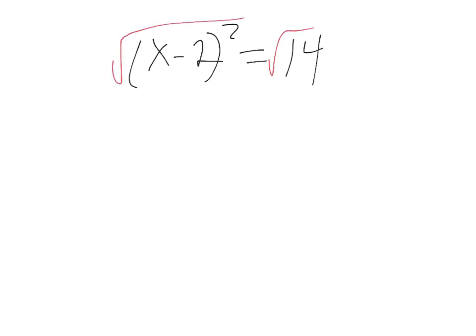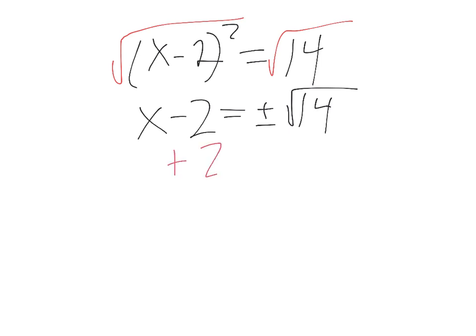Okay, so let's look at one more. So let's look at x minus 2 squared equals 14. Okay, so first off, I take the square root of both sides. And so I get x minus 2 equals plus or minus the square root of 14. Okay, so now here I just leave it be. I leave the square root there alone because I can't take the square root of 14.